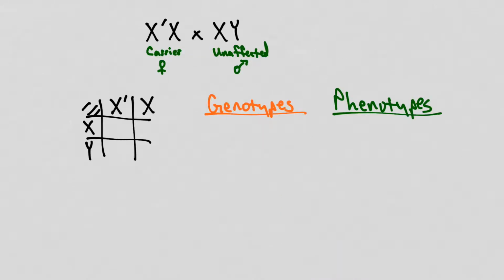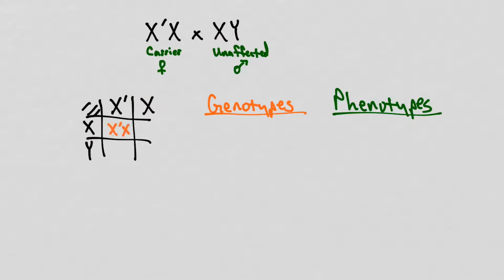Check out this cross here. We have a carrier female right here, which is an X prime, so she is a carrier, but since it's a recessive trait, she doesn't actually show it. And then we have an unaffected male. So this is just a male that does not have hemophilia. Now, if they have children, what we do is we draw our Punnett square and draw our grid and bring down the gametes that they can make. So we bring the X prime here, and our X comes down here, our X, and our Y.